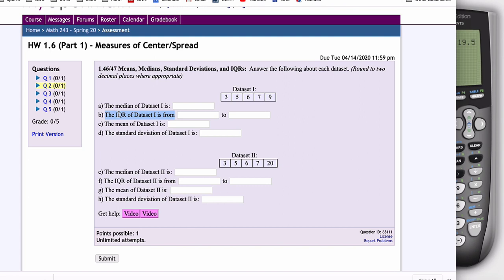Pretend it says, tell me Q1 and Q3 and put those in the next 2 boxes. Right, just pretend that's what it says. That's what they're asking for. That'll get you through this problem.